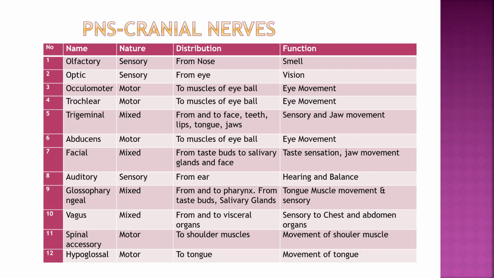Third, oculomotor, eye movement. Fourth, trochlear, eye movement. Fifth, trigeminal, sensory and jaw movement. Sixth, abducens, eye movement. Seventh, facial, taste sensation, jaw movement. Eighth, auditory, hearing and balance. Ninth, glossopharyngeal, tongue muscle movement and sensory. Tenth, vagus, sensory to chest and abdomen organs, visceral organs, that is heart, lungs. Eleventh, spinal accessory, movement of shoulder muscle. Twelfth, hypoglossal, movement of the tongue.